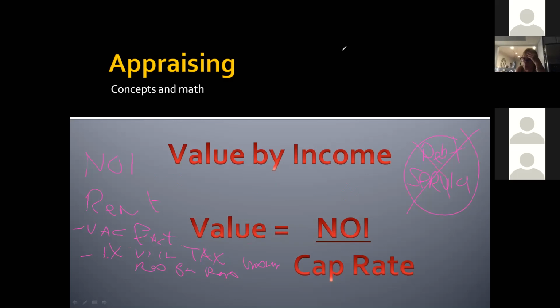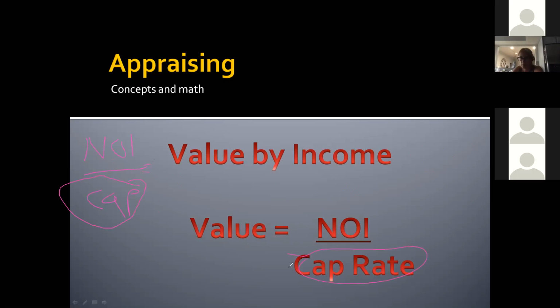So again, our formula for value by income is our net operating income divided by the cap rate. And what's the cap rate? The cap rate is the expected return on an investment. You can almost think, what if the investor paid cash for it? What would his return be on his cash? That's what cap rate really is. Cap rate is just part of the formula.